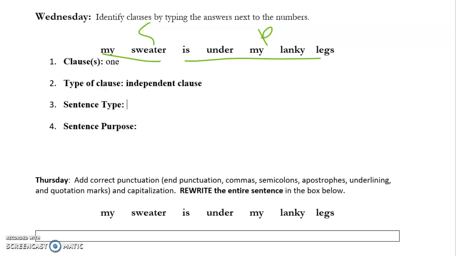Then we go to sentence type. Is this simple, compound, complex? Well, we know from your daily language review that this is just one subject, one predicate, one idea. It is a simple sentence.